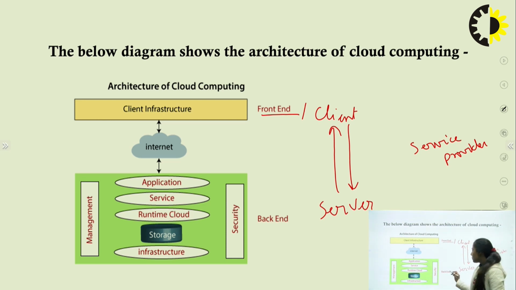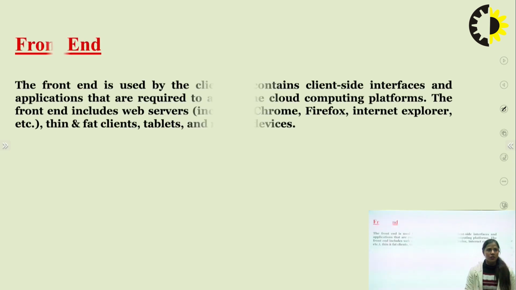All of this back end part handles the management, meaning management regarding the services: what services the client accessed and requested. All that information is handled through the back end part, through various languages and storage. It provides the runtime environment. So this is how the cloud computing architecture works.